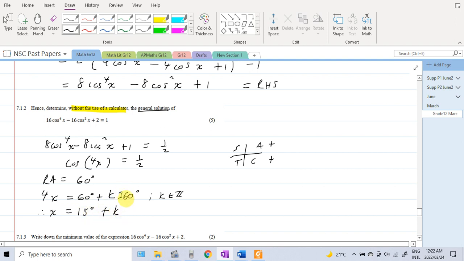Or what about the second general solution? Or 4x, fourth quadrant solution, is equal to 360 minus 60, which is 300 plus k360. So therefore x is equal to 300 divided by 4, which gives 75 degrees plus k90. Right, so these are the two general solutions you should end up with.